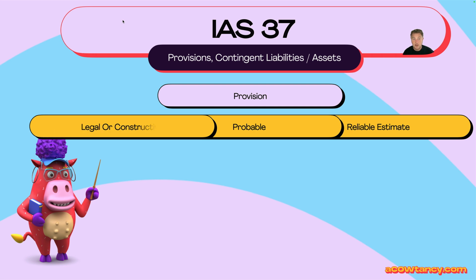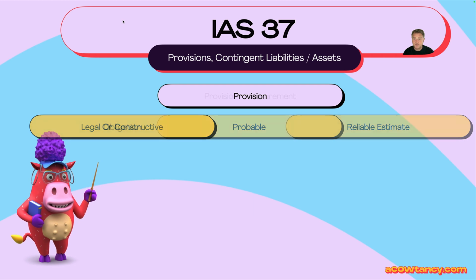So you need an obligation, which could be a legal obligation or a constructive one, something that you always do. So Marks and Spencer's, for example, always take clothes back after you've worn them, no matter what. So even though they're not legally obliged to give back money, they are constructively obliged. People expect it, so they can bring in a provision for returns because they've got an obligation, it's probable that it's going to happen, and they can put a reliable estimate on how much that provision is going to be for the year.